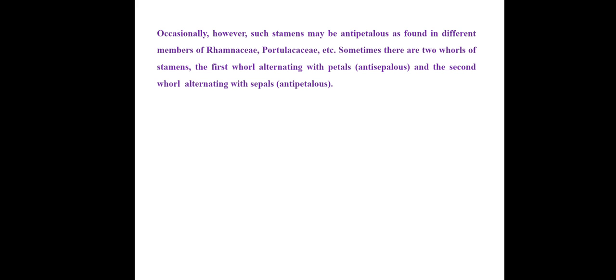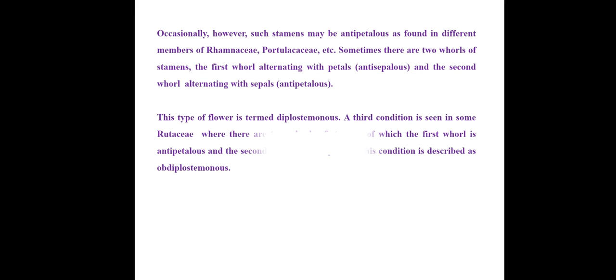Occasionally, however, such stamens may be antipetalous, as found in different members of Rhamnaceae, Portulacaceae, etc. Sometimes there are 2 whorls of stamens, the first whorl alternating with the petals, that is antisepalous, and a second whorl alternating with the sepals, so antipetalous. This type of flower is termed diplostaminous.